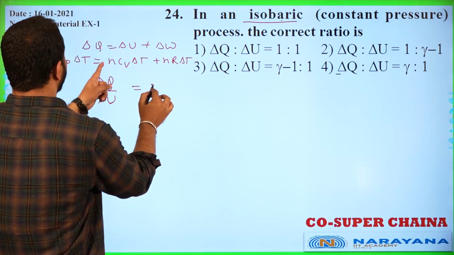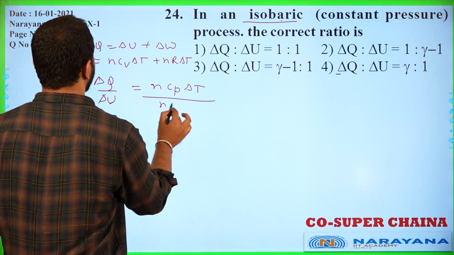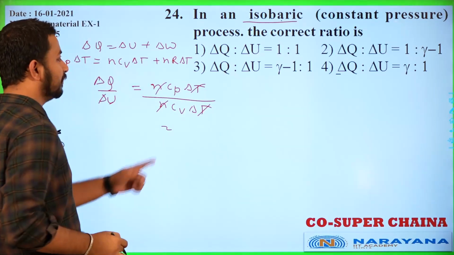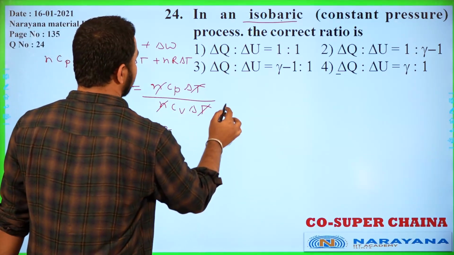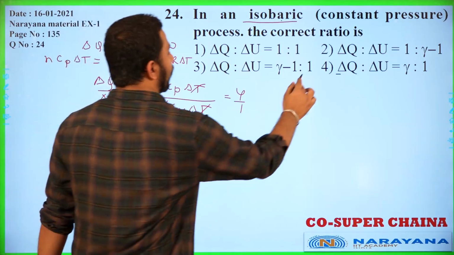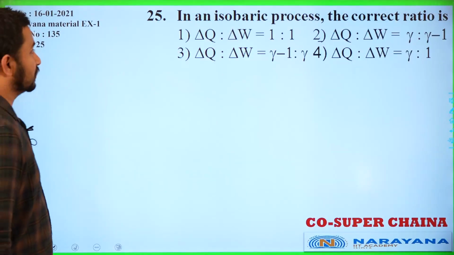So delta Q will be n Cp delta T, divided by delta U, which will be n Cv delta T. On substituting the values here, we are getting Cp by Cv, and that can be written as gamma by 1. So that will be the required answer for this question, right? So let's proceed to the next question now.